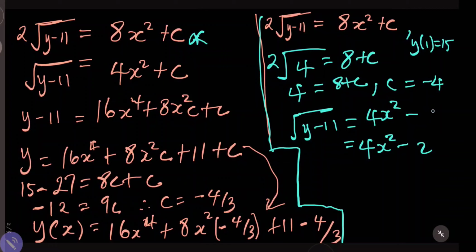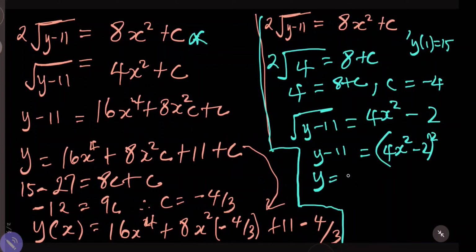And to remove this root sign, I'm going to square both sides, and when I square both sides, the root sign goes, and I have y minus 11 equals 4x squared minus 2, squared, and it means my y is 4x squared minus 2, squared, plus 11.